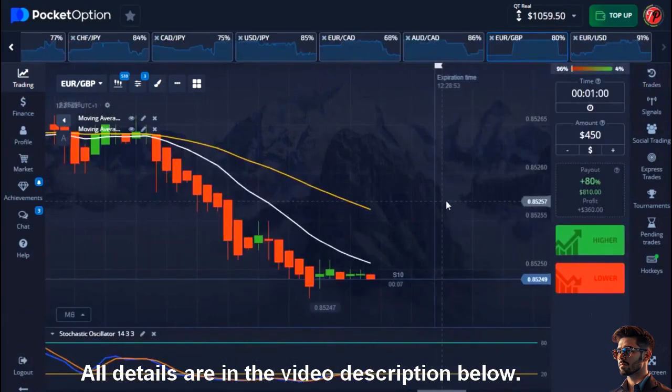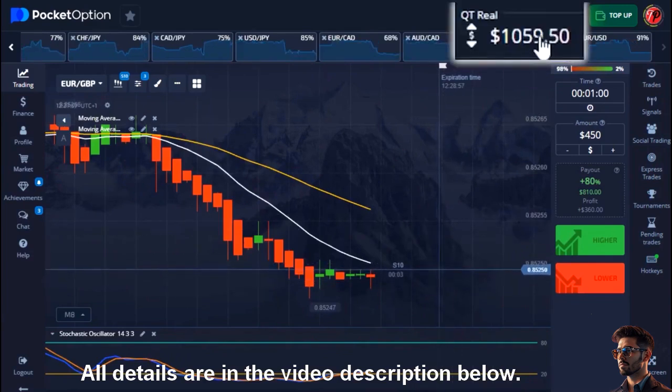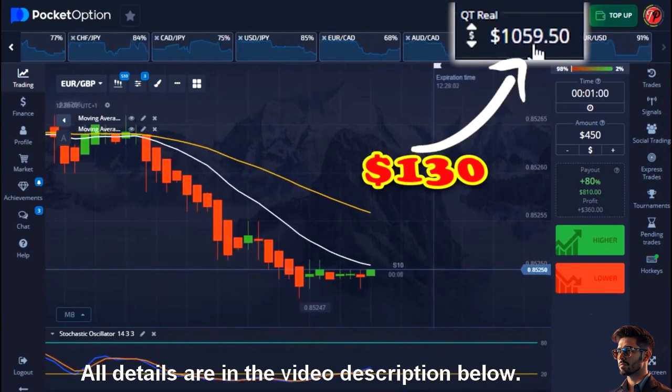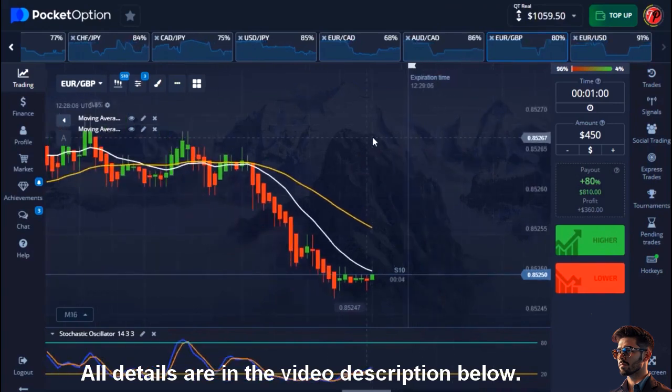So guys, this is where I'm going to stop on today's video. As you can see right there, we are over $1,000 in balance. I actually started this balance with $130, and right there we are over $1,000 in the balance. So over here, I hope you actually understand the strategy. The strategy is very simple. The rules are very simple.